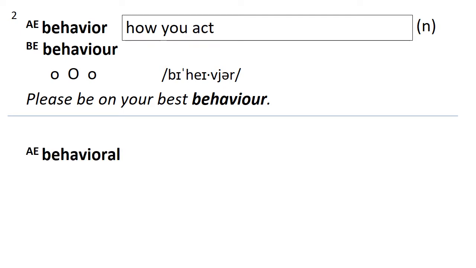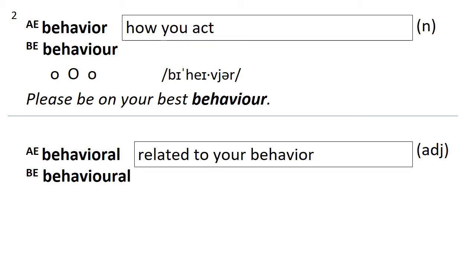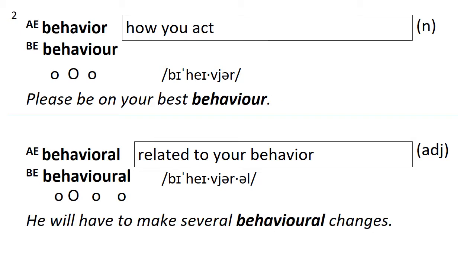And then we also have behavioral. British and American spelling. It's an adjective. How many syllables are in behavioral? 4, stress is still on the second. Behavioral. You will have to make several behavioral changes.